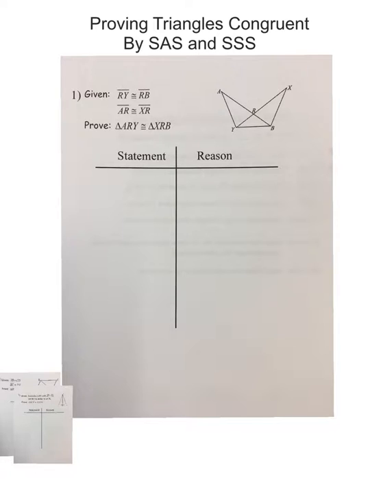Look at what we've been given and look at the diagram. We do have triangles that look like they're overlapping. However, if you notice, we're trying to prove triangle ARY congruent to triangle XRB. And those are not overlapping triangles, so I'm not going to pull the triangles apart. We can go right ahead and start writing down our givens. So I'll give you a minute to do that.